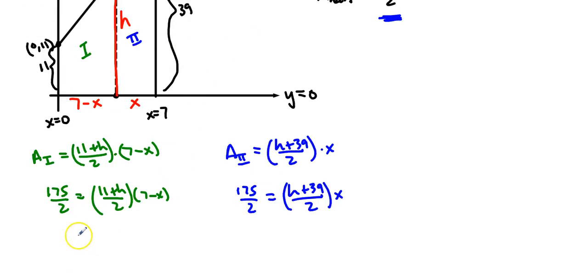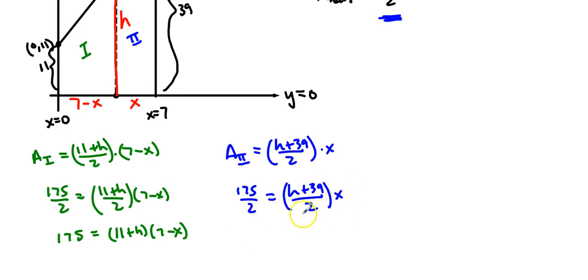Over here on the left side, we multiply by 2 on each side, and we've got 175 equals (11 + h) times (7 minus x), the product of those two quantities. And then over here, in the blue for trapezoid 2, again, multiply by 2. But we want to go ahead and solve for x.